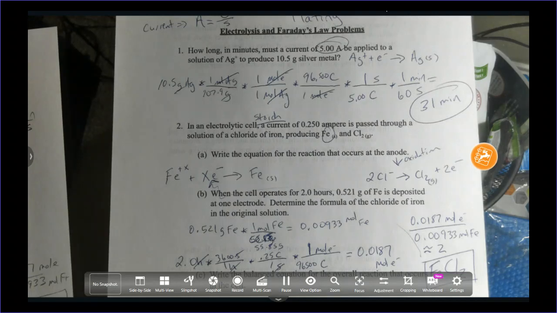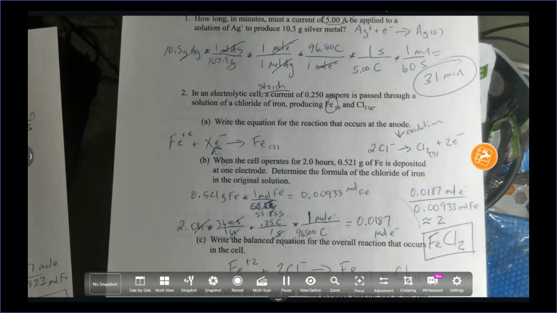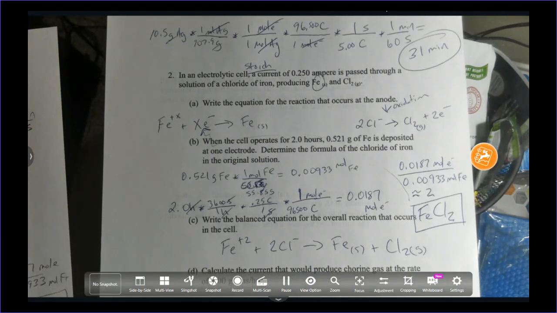Knowing that the reaction for this cell floating around all this time was iron 2, the 2 chlorides, we reduced the iron and oxidized the chlorine. Now we don't always use gas for this, or use solids for this. We could also use gases.